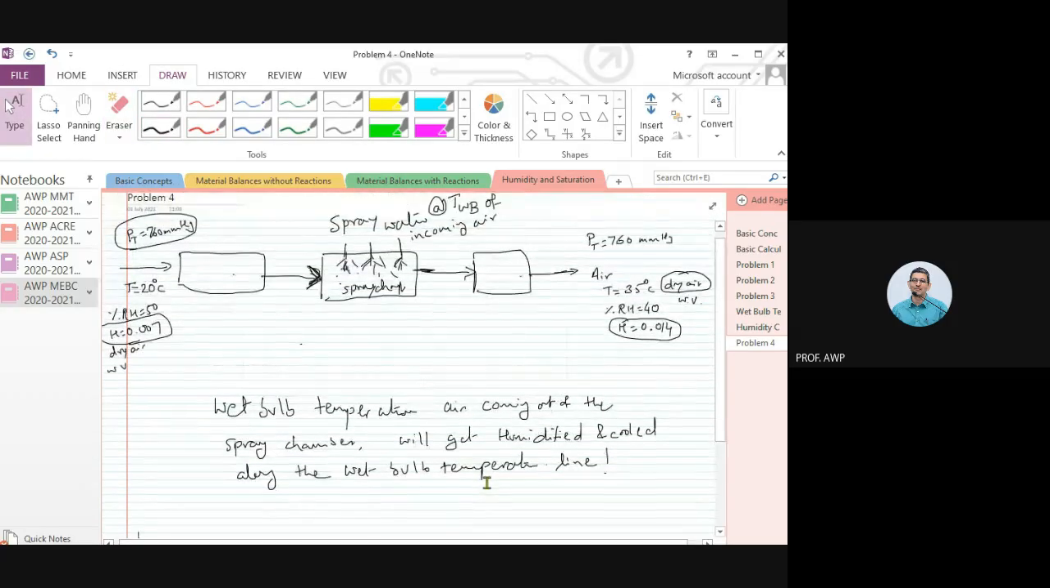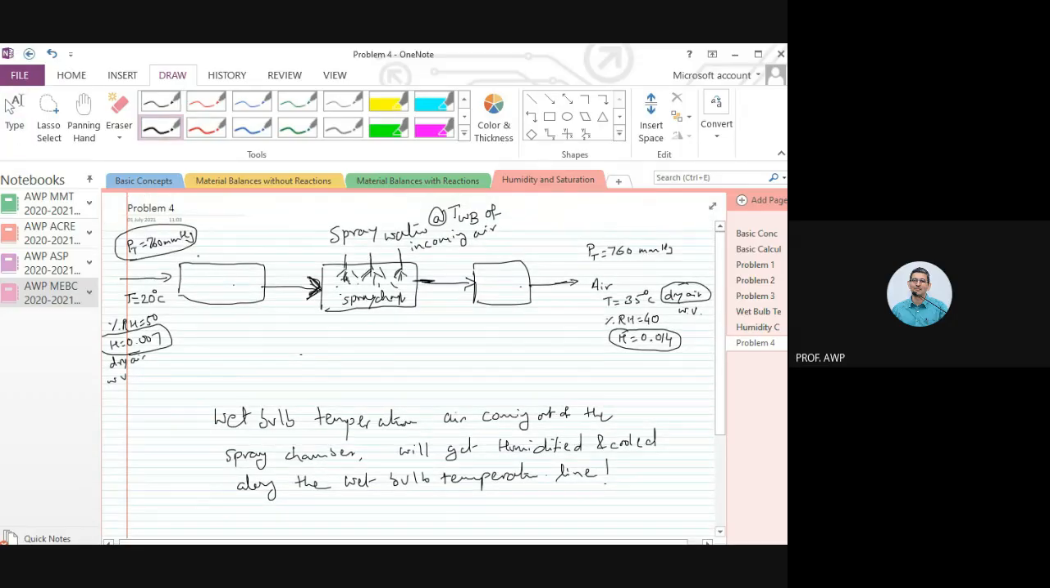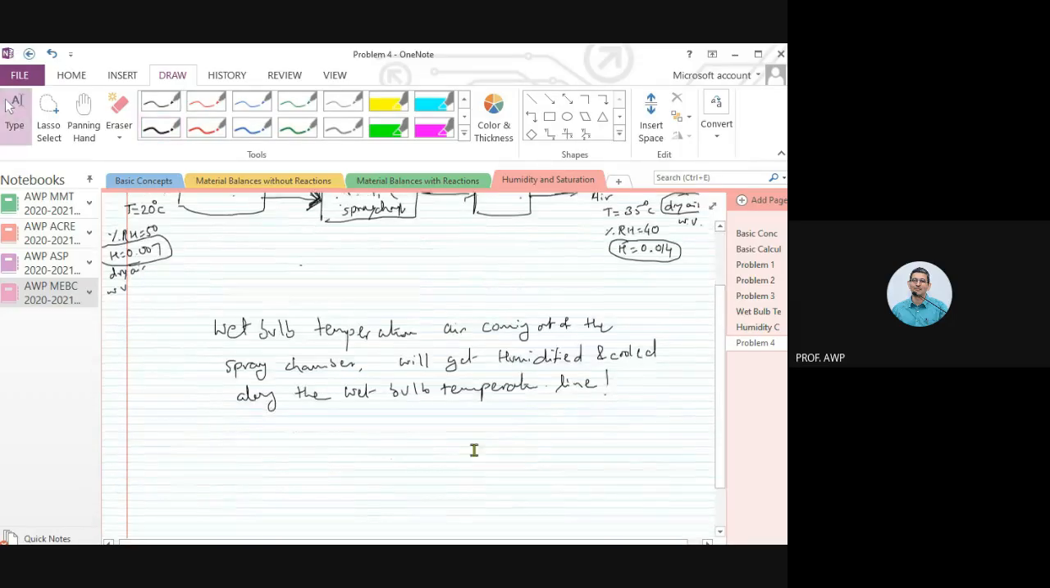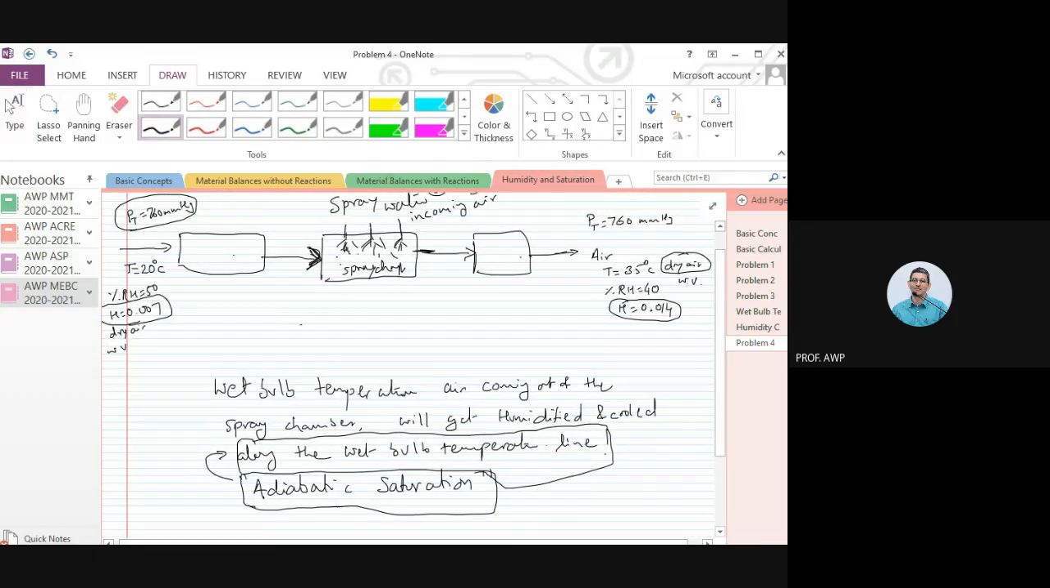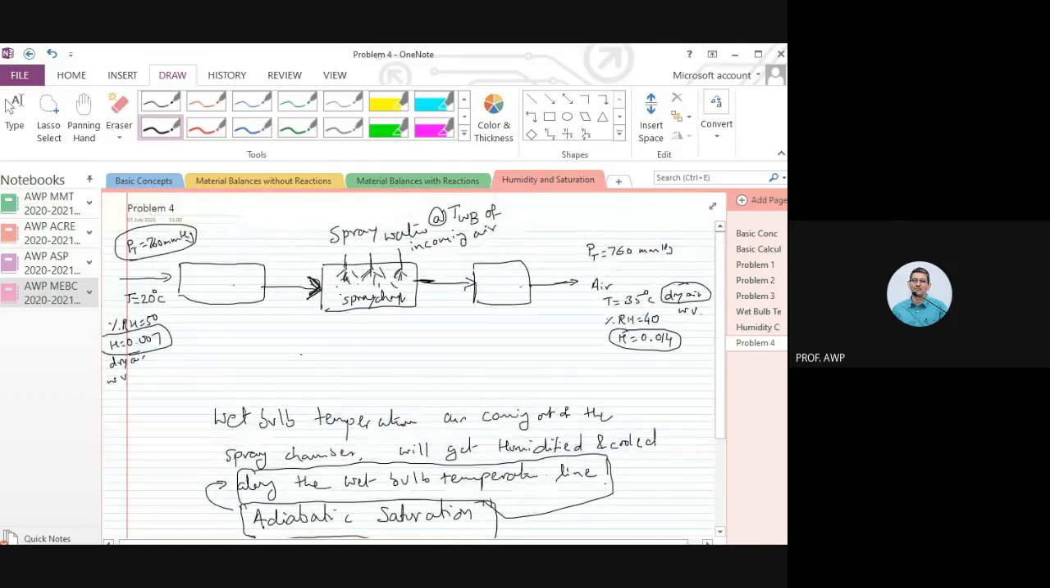So if I spray water which is at the wet bulb temperature of the incoming air, the air will get cooled and humidified. This process we call adiabatic saturation. We are not going to derive it, but you can derive that adiabatic saturation means it will cool along the wet bulb temperature line of this wet bulb temperature, right?